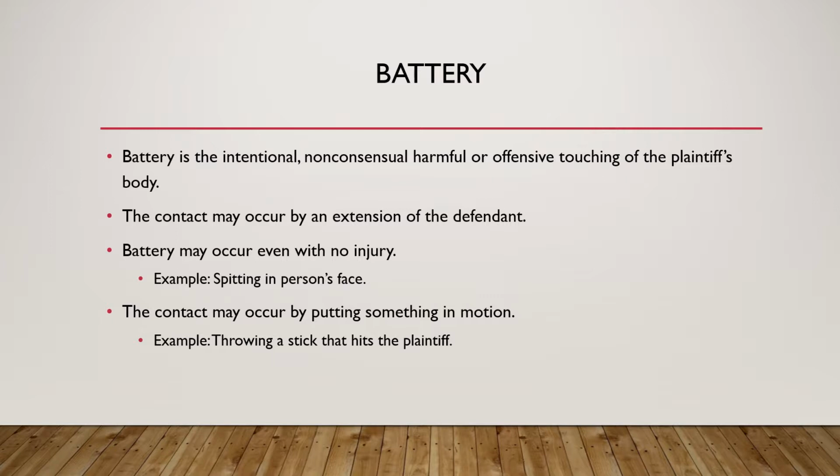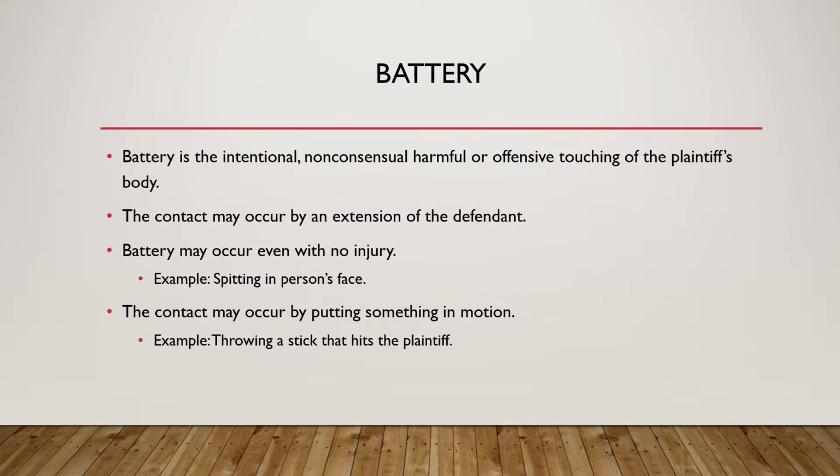So the contact that occurs may be by an extension of the defendant. So in that example, let's go back to the case where the boy threw the ball at Samantha. In that example, the contact occurred by the ball, which is considered to be an extension of the defendant because the defendant's the one who set it in motion and threw it at Samantha. So it's not a defense to say there wasn't a battery here because all I did is I threw a ball at Samantha. That would still qualify as a battery because it's an intentional and non-consensual harmful or offensive touching to Samantha's body.